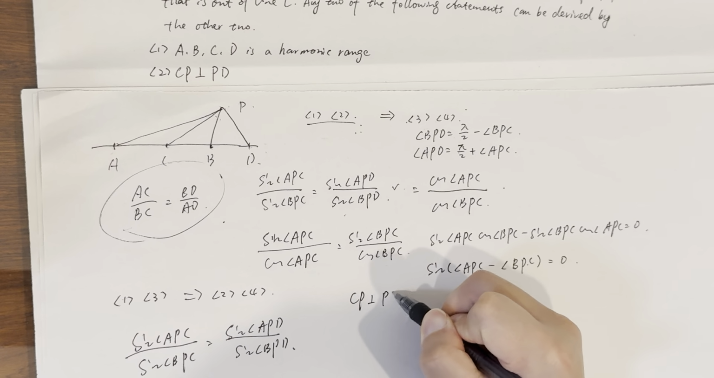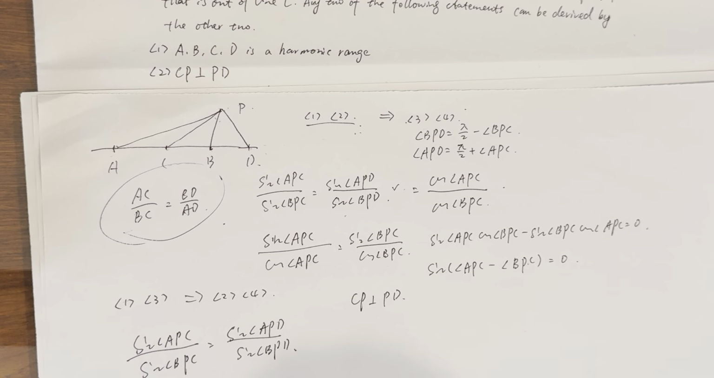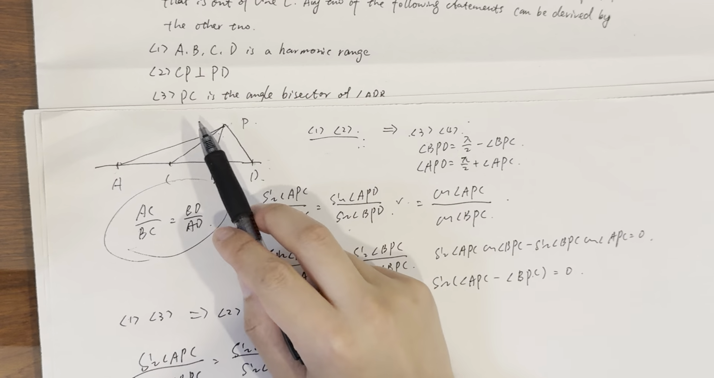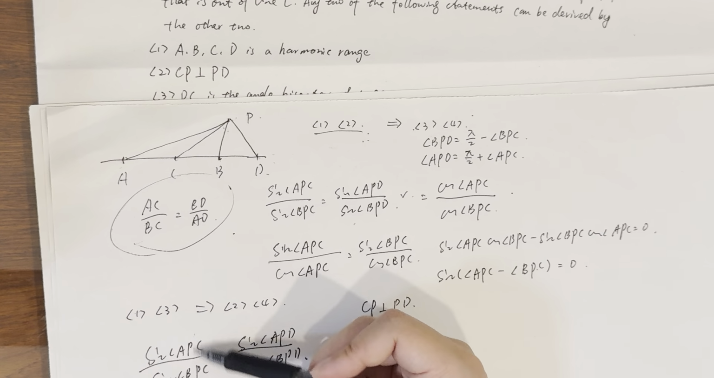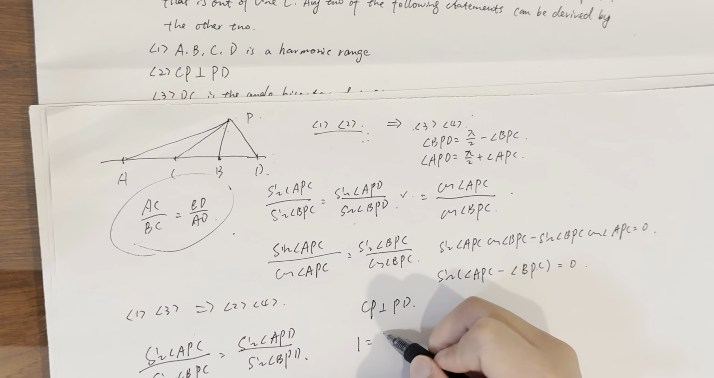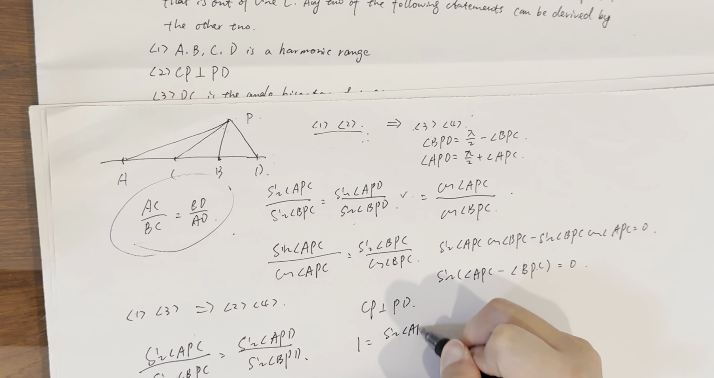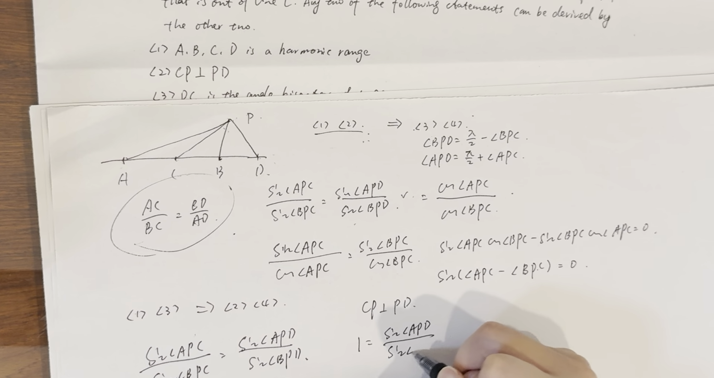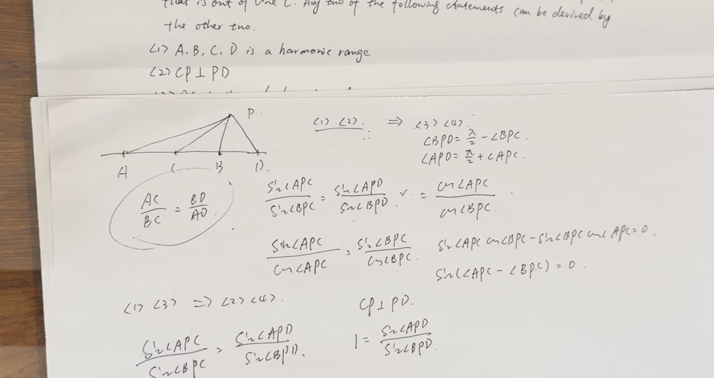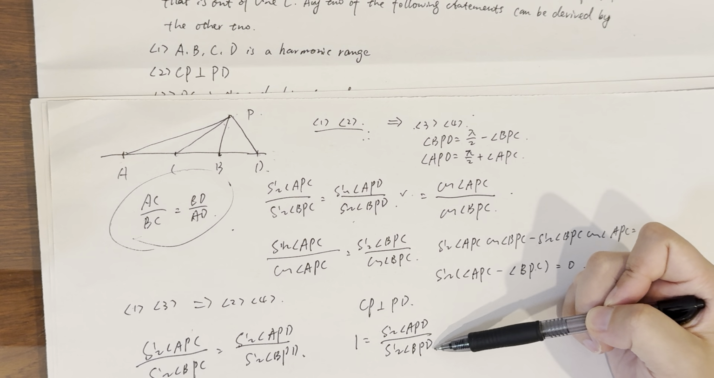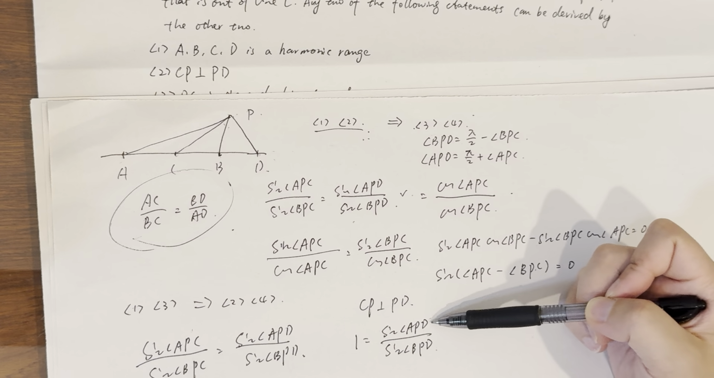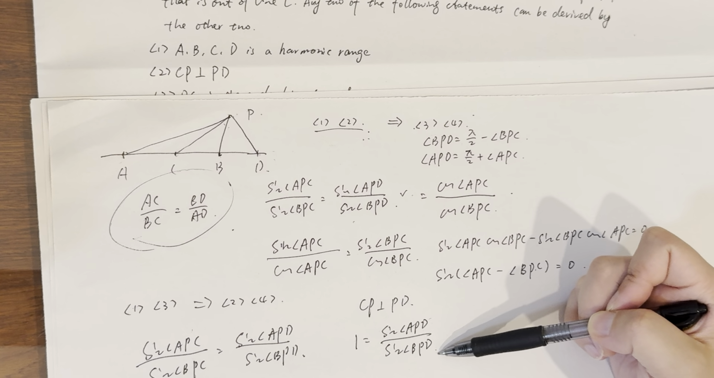And we want to prove that CP is perpendicular to PD, right? Notice that PC is the angle bisector of angle APB. That means this ratio is 1. So 1 equals sine angle APD to sine angle BPD, right? Consider here, the angle APD does not equal angle BPD. Right, angle APD does not equal angle BPD.